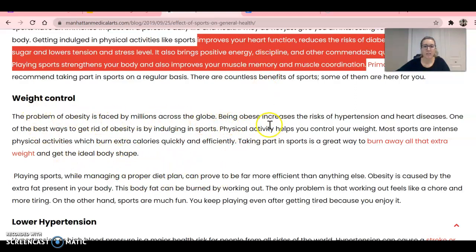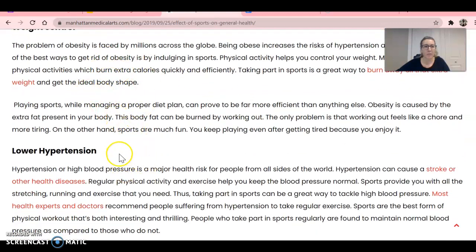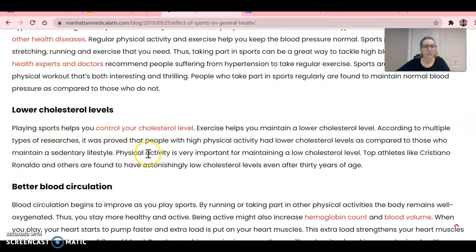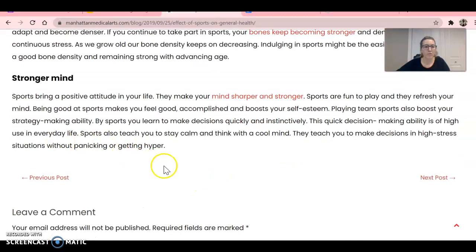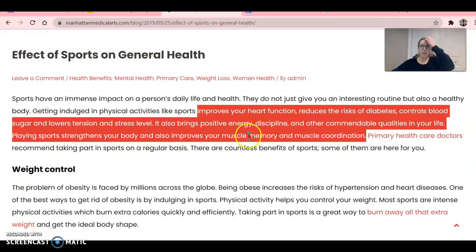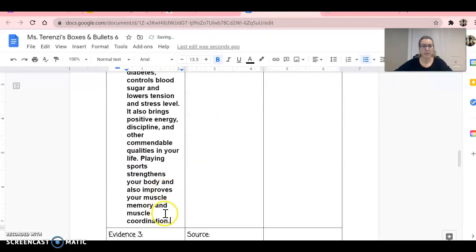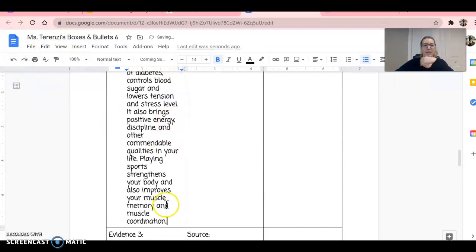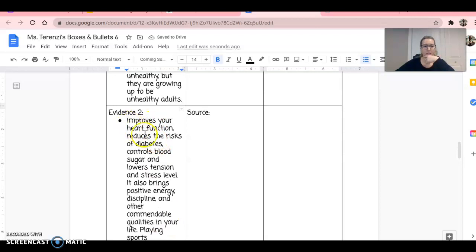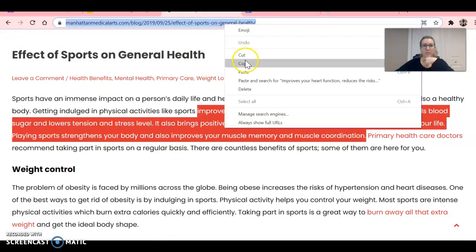Problem is faced by millions. Being obese increases the risk. Okay, so we talked about obesity already. I'm going to avoid being repetitive. Lower hypertension, lower cholesterol levels, better blood circulation, stronger immunity, stronger bones, stronger mind. Okay, so from this article, I'm definitely going to take this information right here. Now, when I go to write my paper, I'm definitely going to paraphrase this. I'm going to paste it without formatting so that it matches my, all right. Improves heart function. Now I have to remember to copy my source.